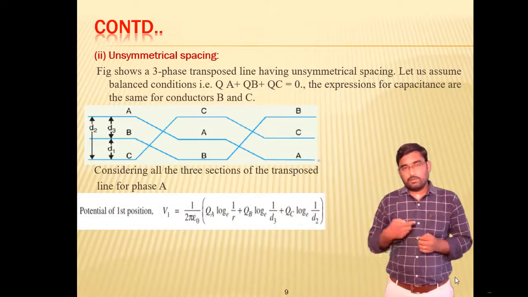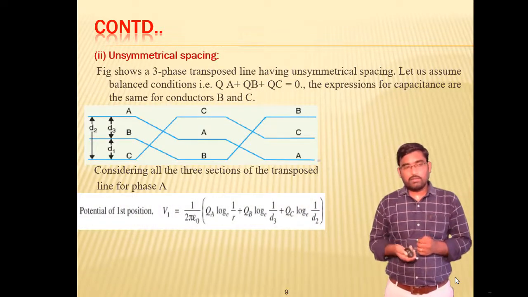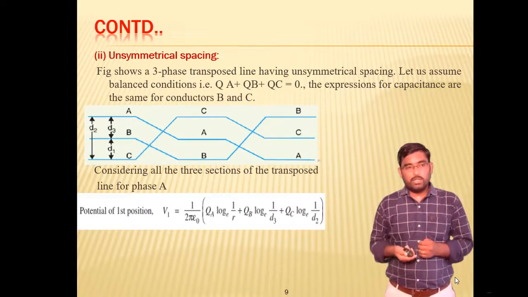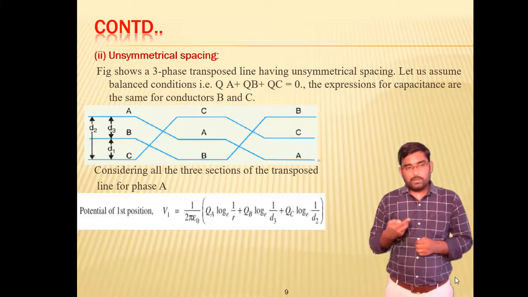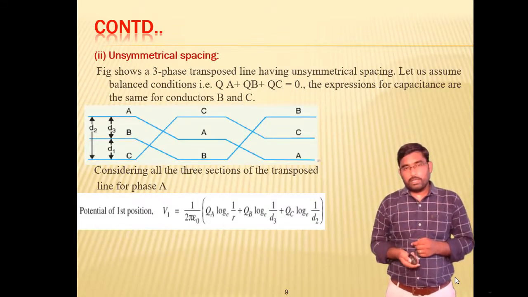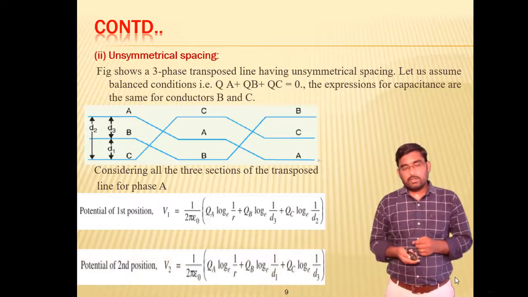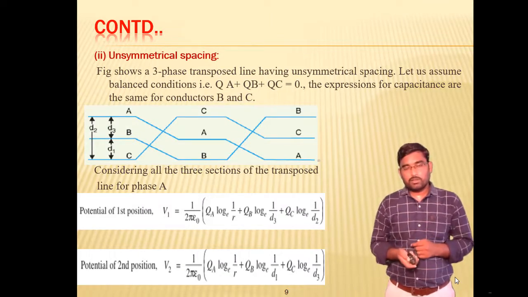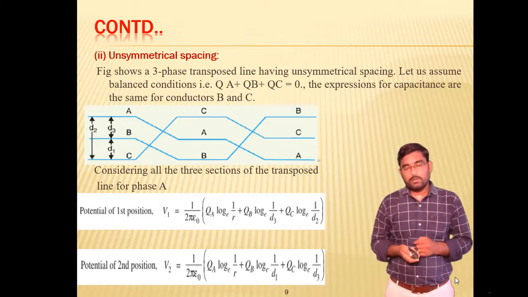So the potential in the first position is V1 equals 1 by 2 pi epsilon naught, QA, the charge of conductor A, into ln of 1 by R, plus QB into ln of 1 by D3, plus QC into ln of 1 by D2. If you write the potential of conductor A in position 2 of section 2, it will be V2 equals 1 by 2 pi epsilon naught, QA into ln of 1 by R plus QB into ln of 1 by D1 plus QC into ln of 1 by D3.